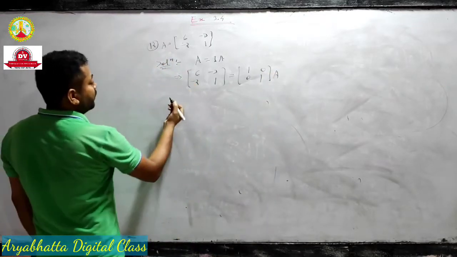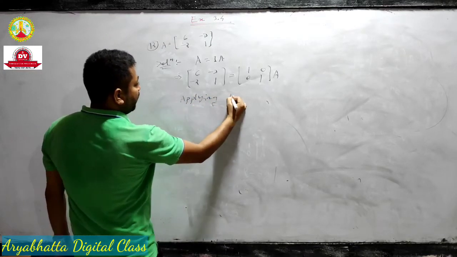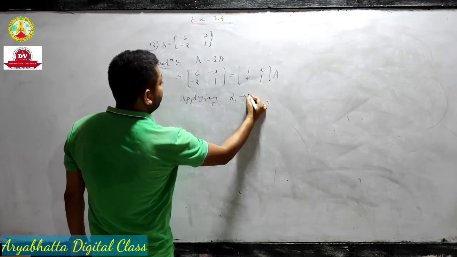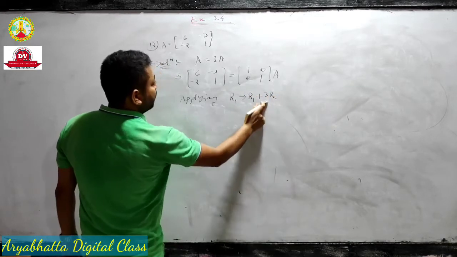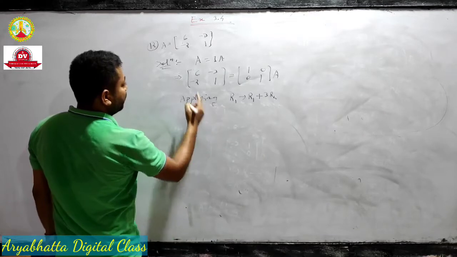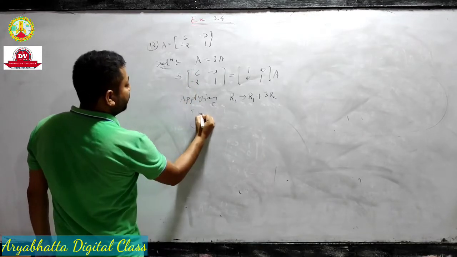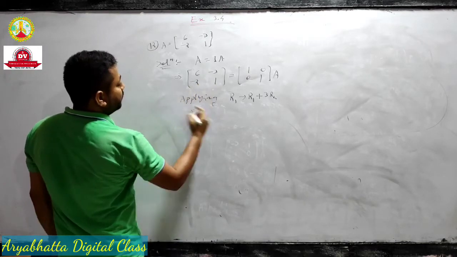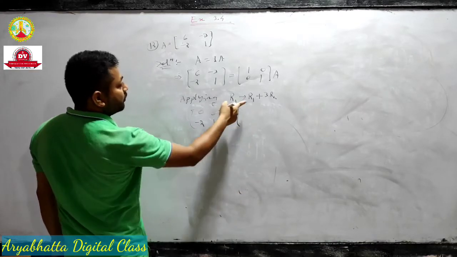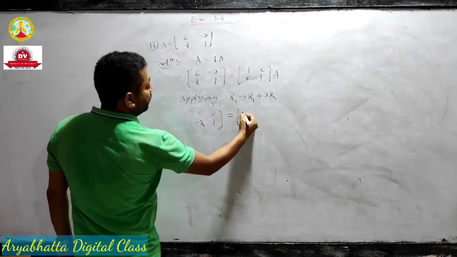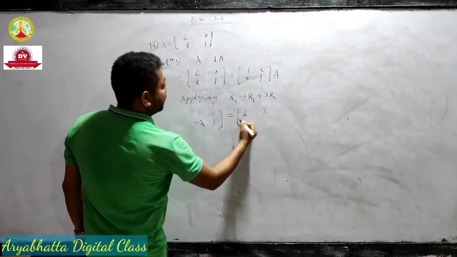For these elements we are applying R1 tends to R1 plus 3 into R2. Then we have 6 minus 6, 0, minus 3 plus 3, 0, minus 2 1 equal to R1 plus 3 R2. This is equal to 1 and this is equal to 3 0 1.